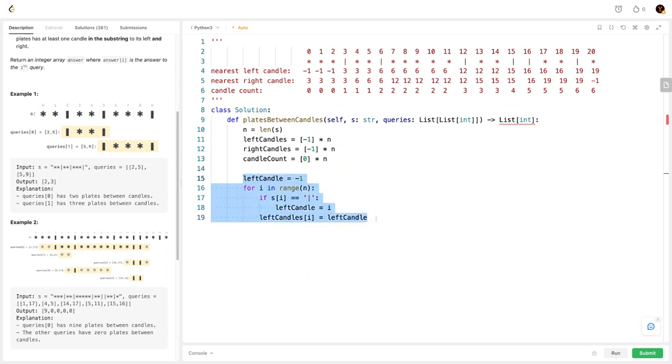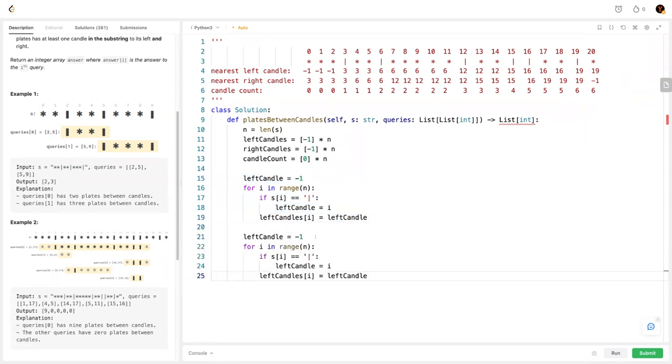And the same for the right candle. But for the right candle, we need to loop from the end to the beginning. So when we reach a pipe, we know that for every plate after the pipe, the closest right candle would be this pipe. So we initialize it to -1. This will be in range, we just do the reverse. So if s[i] is a pipe, the right candle would be i, and right candles at this position is equal to it.